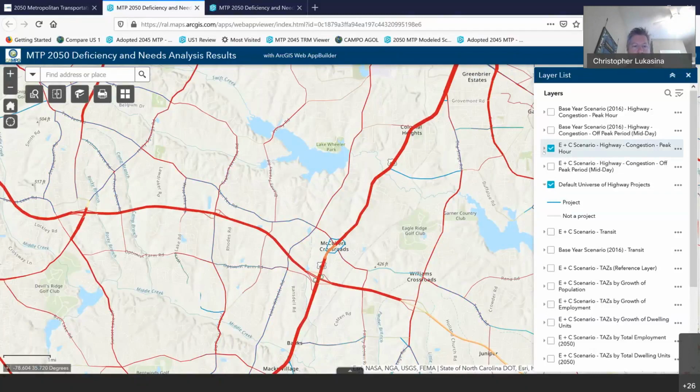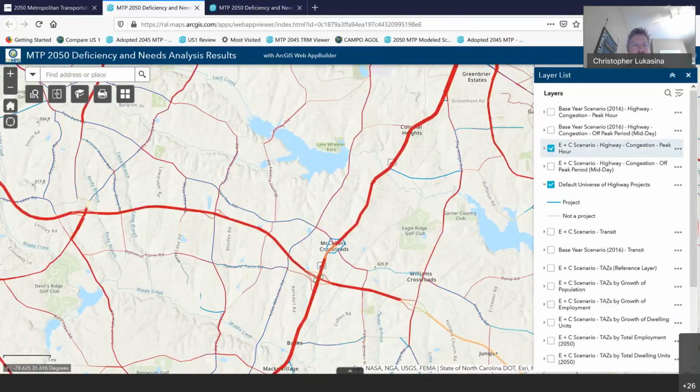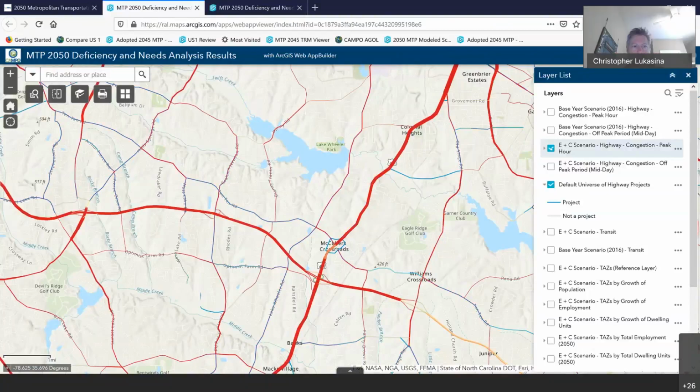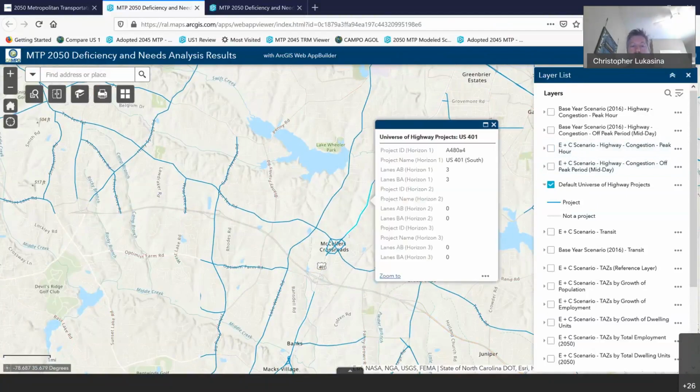All right, so you can see there, as you turn that on, 540, there is red, there's congestion in that future during, say, rush hour. But as he cycles that back off, underneath it, in our universe of highway projects, it's that not a project attribute, right? That's telling us there's a future road there, but we don't have any additional projects that might address that congestion during the peak hour. You can compare that to, say, 401, just north of 540, by McCullers Crossroads, where we have the blue lines, which tell us, yes, we're seeing congestion out there in the future, and yes, there are projects there to address it.